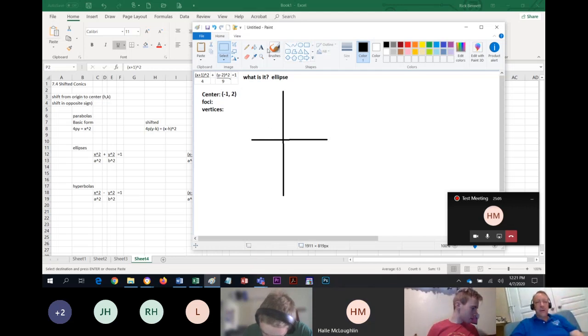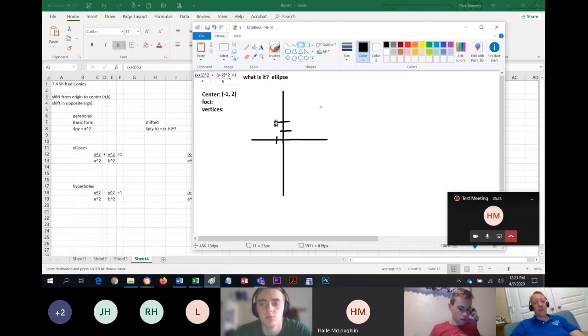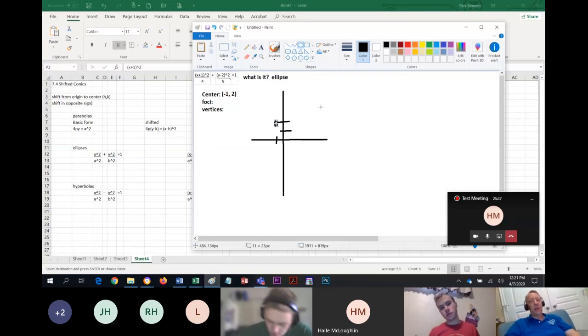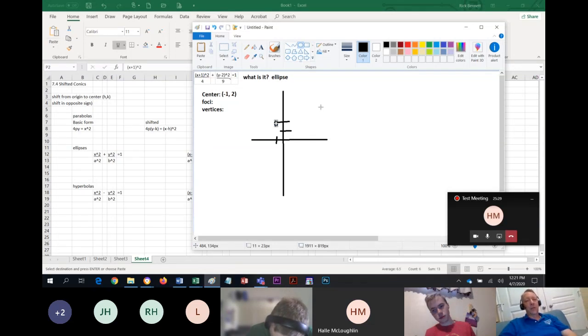So if my center is at -1, 2, I'll put my center right here. Now everything is going to move based on that. So in the x direction, do I go up, down, left, or right? And how many from the center?